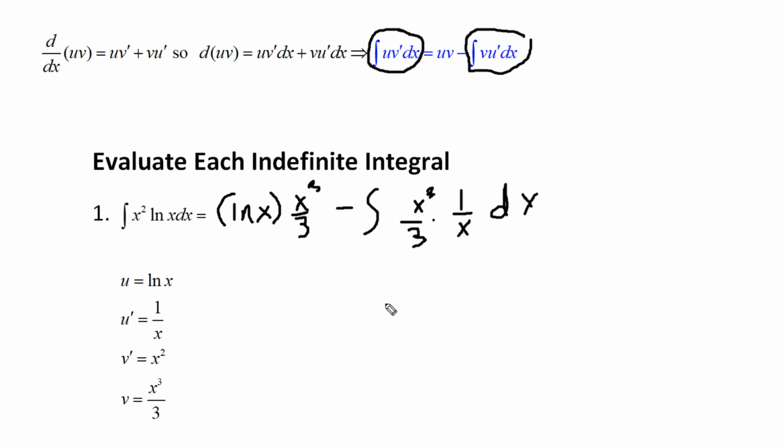So this is going to equal ln of x then times x to the third over 3. And let's simplify this one here. This will be the antiderivative, or the integral of x and x cubed reduced down to x squared over 3 dx. Okay, right here.